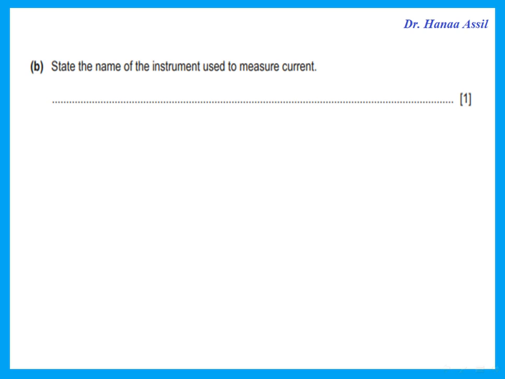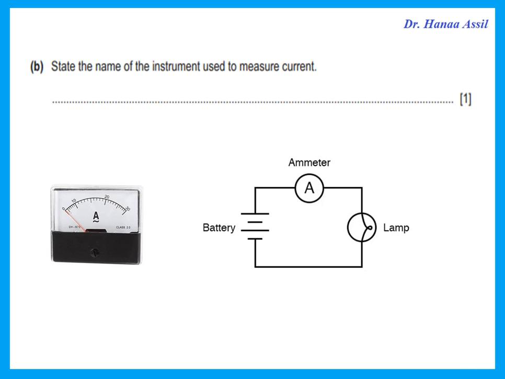State the name of the instrument used to measure current. What do we use to measure current? We use an ammeter, which is usually connected in series.